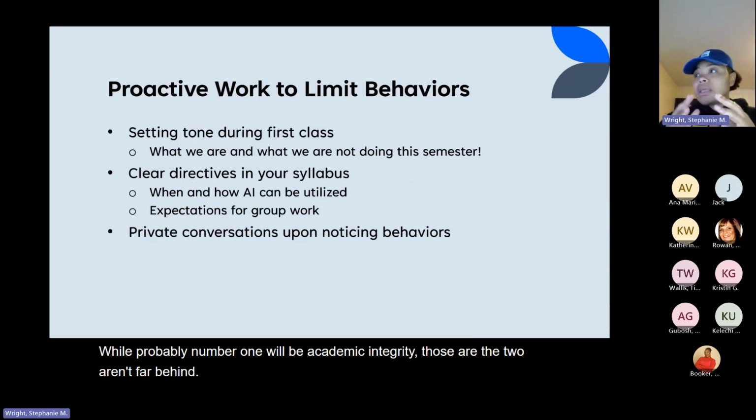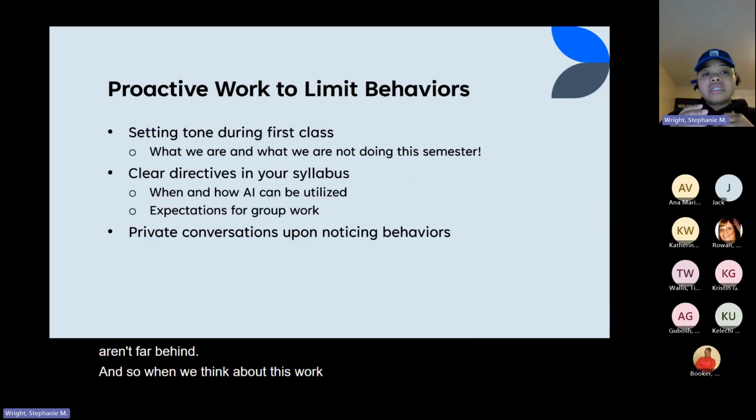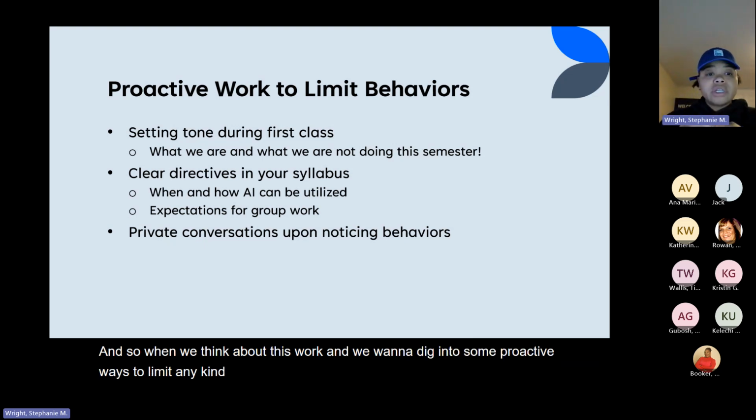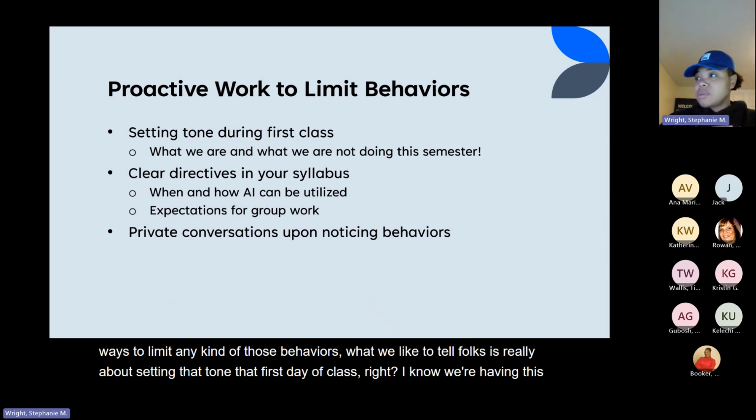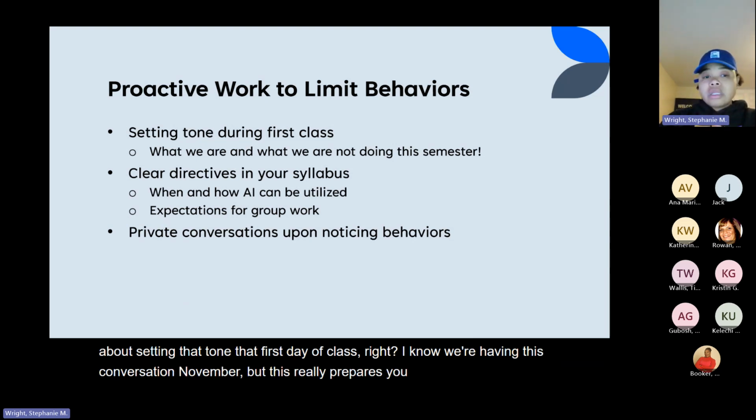And so when we think about this work and we want to dig into some proactive ways to limit any of those behaviors, what we like to tell folks is really about setting that tone that first day of class, right? I know we're having this conversation in November, but this really prepares you for winter and spring terms.